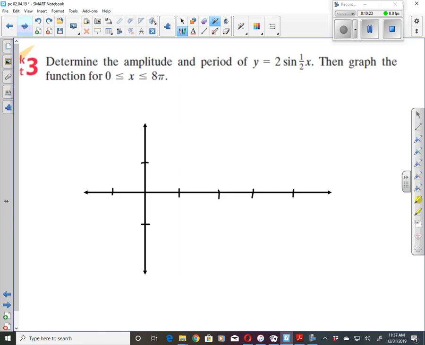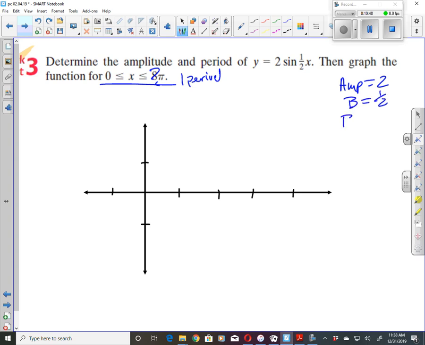Okay, we want to graph, and again, I'm not going to graph between 0 and 8 pi. I'm going to graph between 0 and whatever one period is. So we're just going to graph one period. I know that the amplitude is 2. I know my b value is 1/2. Therefore, my period is 2 pi divided by 1/2, or 4 pi. So up here, we're going to graph between 0 and 4 pi because that's one period.